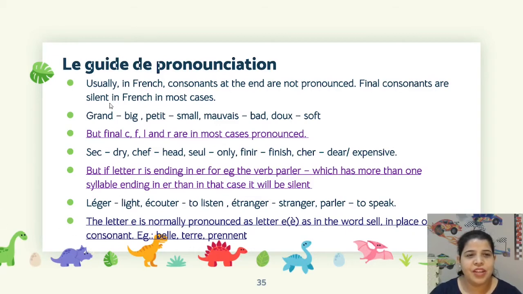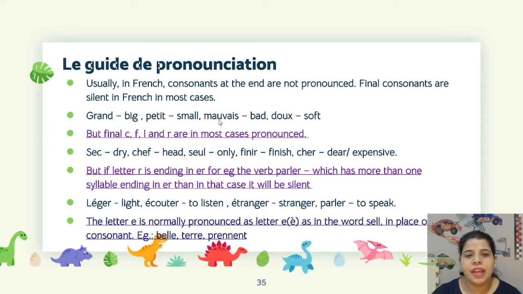First of all, usually in French, consonants at the end are not pronounced. We rarely pronounce the final consonants in French. In most of the cases they are silent. Like in the word grand, we don't pronounce the letter D. That's the final letter, which is also a consonant. So it's grand, we finish it at N. Petit, we finish it at the letter I, and the letter T is not pronounced.